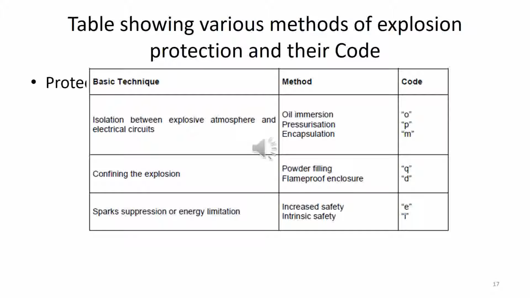A table showing various methods of explosion protection and their code. P is pressurization. D is flame-proof or explosion-proof enclosure. I is intrinsic safety, and we see also E, increased safety.